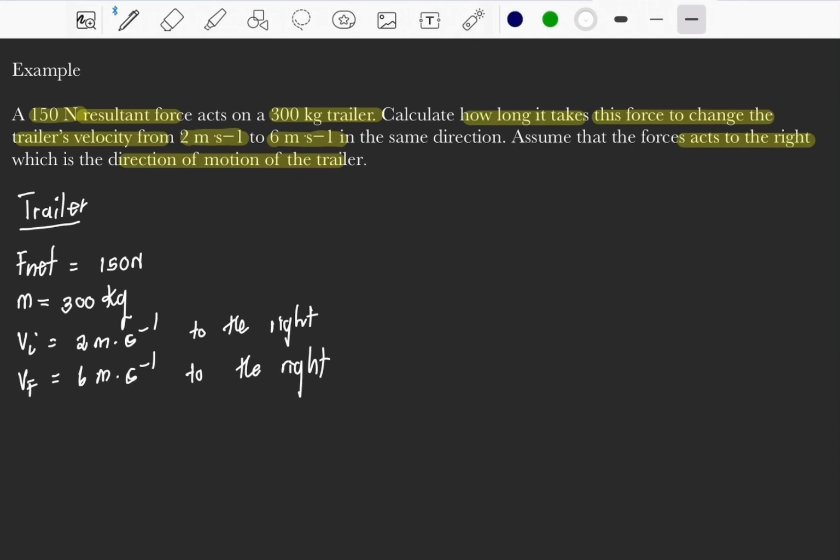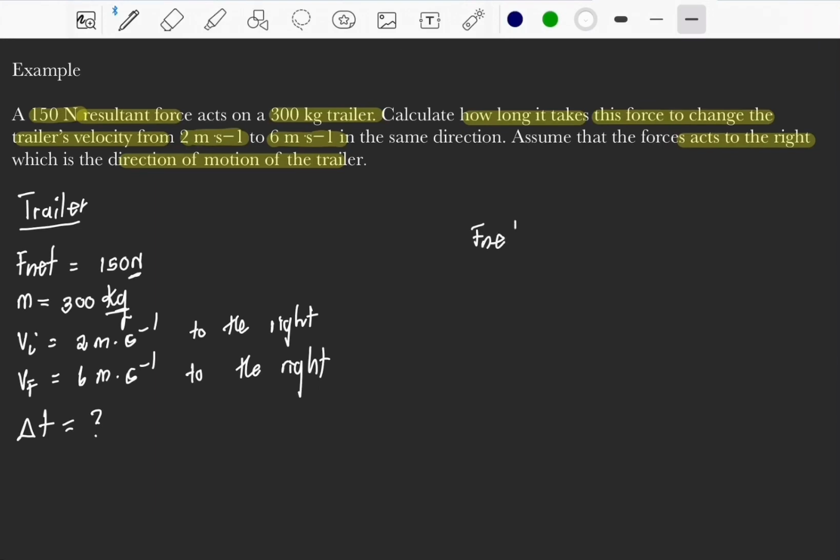So basically what we need to do right now is to check if all the given information is in the correct units for the formula that we are going to use. We can see that our net force is in newtons, it's okay. Our mass is in kilograms, it's okay as well. And our velocity is in meters per second. We were not given speed instead of velocity. So we are required to calculate how long it takes this force to change the trailer's velocity. In other words, we are required to calculate the change in time.